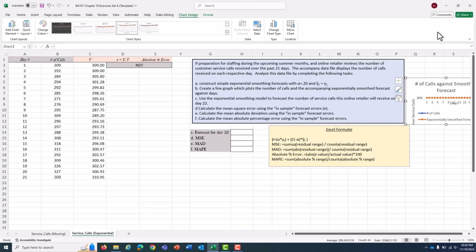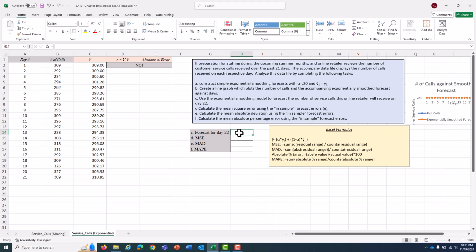The next thing that we want to do is use the exponential smoothing model to make a prediction for what's going to happen on day 22. Over here, for the forecast for day 22, I can do the same concept that we just did to fill in that y hat column. So it's going to be equal to, open a parenthesis, our actual observation for the prior period. So if this is day 22, we'd have the actual observation for day 21, which is 309, multiplied by our alpha, which was 0.20, plus, open a double parenthesis, find the complement of our alpha, 1 minus 0.20, and then multiply that by what our exponentially smooth forecasting model predicted for the prior day, which was 310.95 in cell C22.